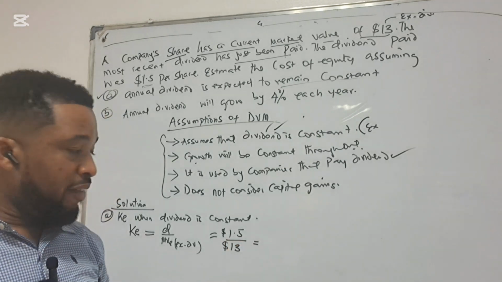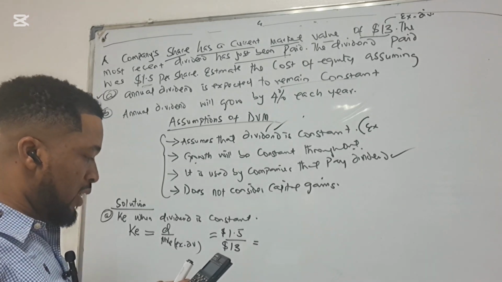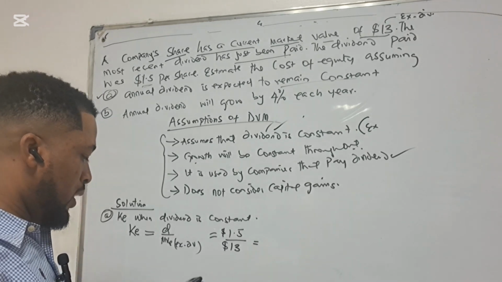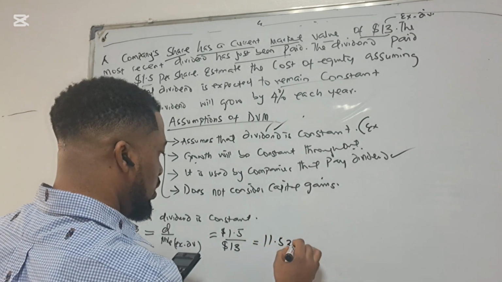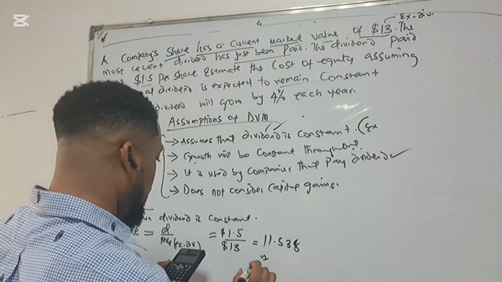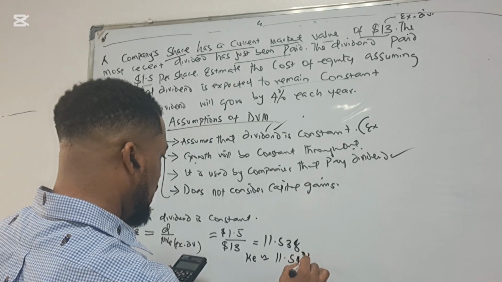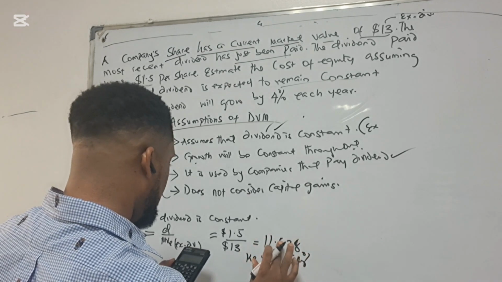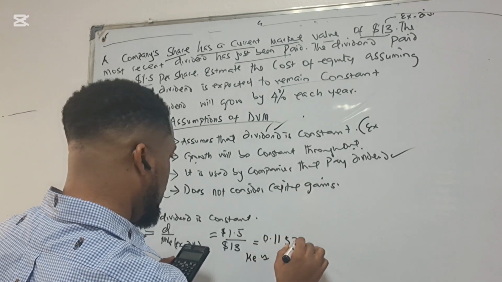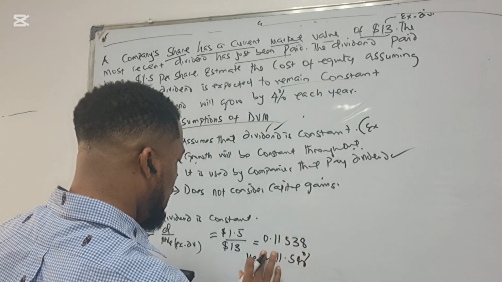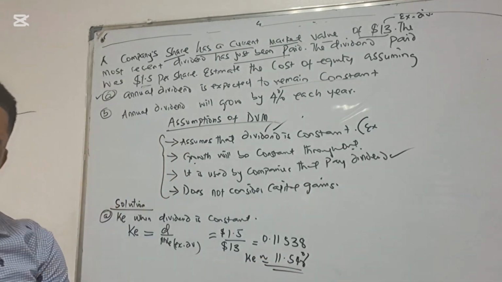If I divide this, my KE is 1.5 divided by 13. That should give me 0.11538, so approximately my KE should be 11.54%. As simple as that.